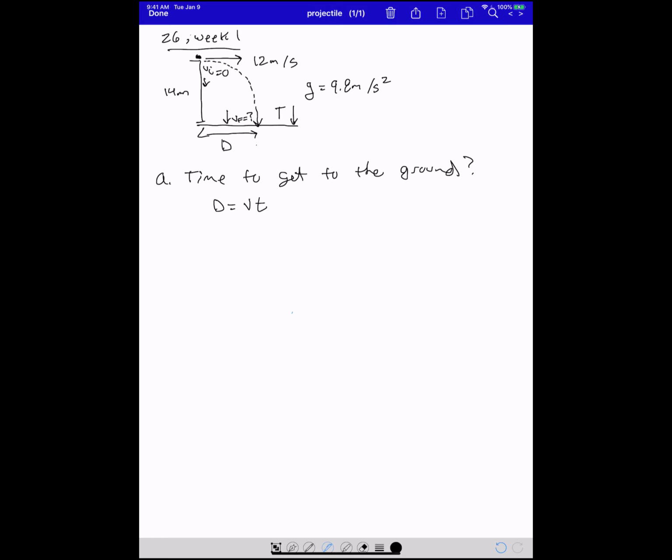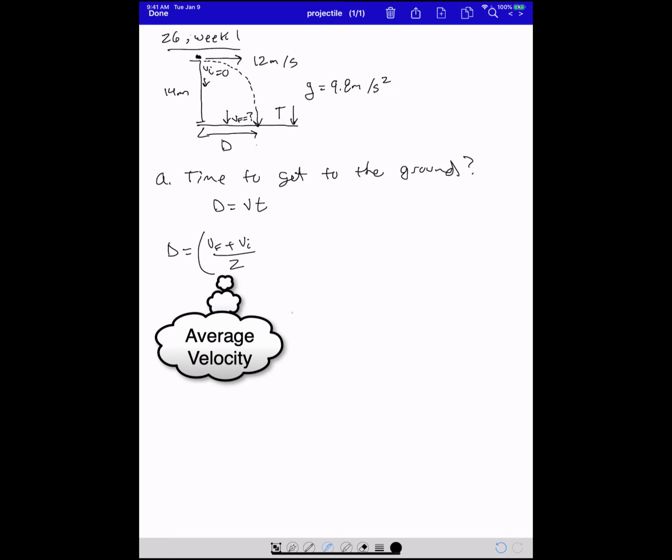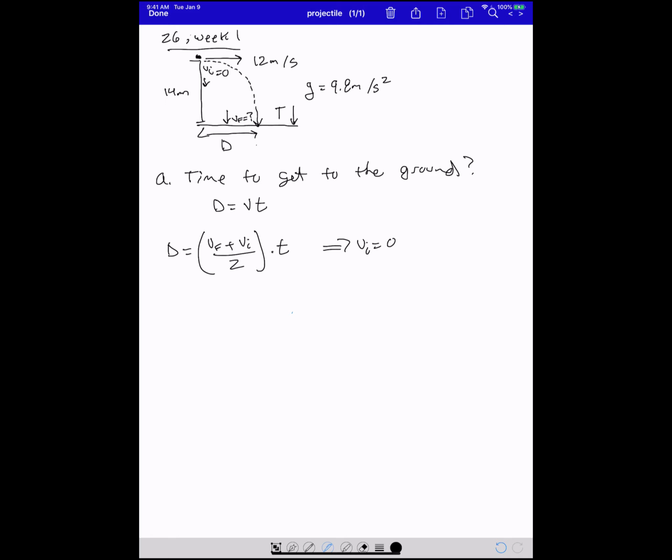All right. Now with that said, this equation is going to become d equals whatever the final velocity is plus the initial velocity divided by 2. And now we multiply that by time. Now let's make this very easy for us. We know that initial velocity equals 0. So when we start to rewrite this equation, we're going to get rid of initial velocity because we know that's 0. And our average velocity is just going to be the final velocity divided by 2.